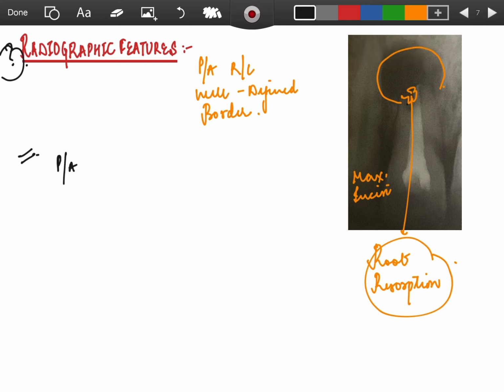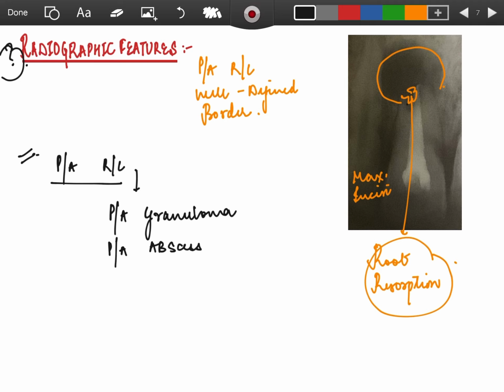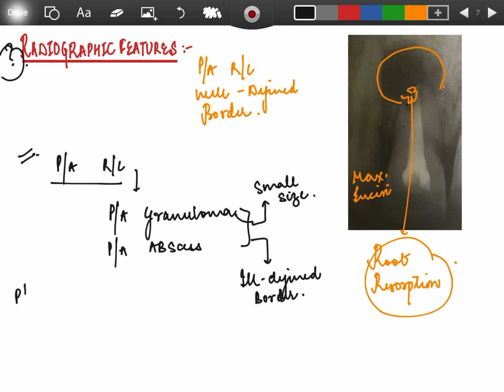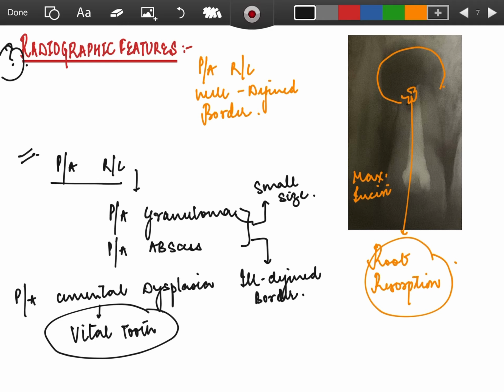Other lesions which show a periapical radiolucency are, first, periapical granuloma and periapical abscess. These are all included in the differential diagnosis for the radicular cyst. So how to differentiate? Periapical granuloma is of small size, and periapical abscess has an ill-defined border. One other lesion which shows periapical radiolucency in the initial stages is periapical cemental dysplasia, but it will be associated with a vital tooth.